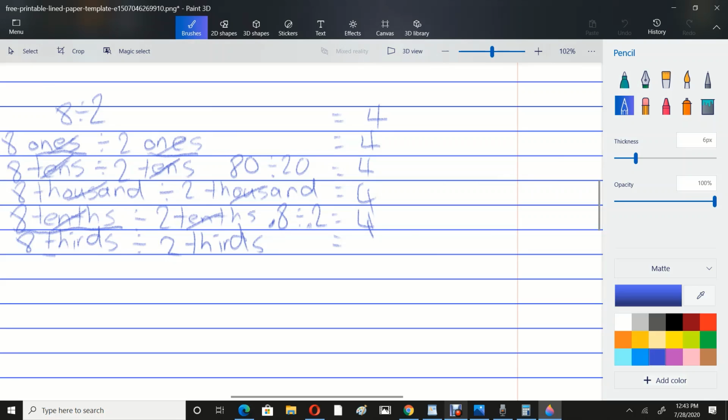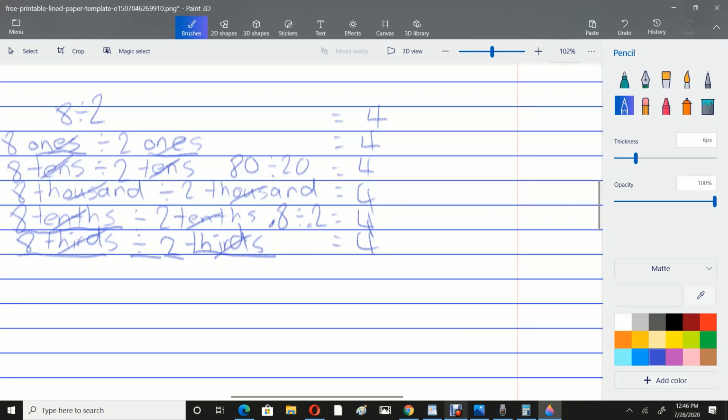So we come down to 8 thirds divided by 2 thirds. Well, these units are the same, so when we divide them, they're factored out. And we're left with 8 divided by 2, which is going to give us 4. So what we have found here is something of a shortcut for dividing fractions with similar denominators.